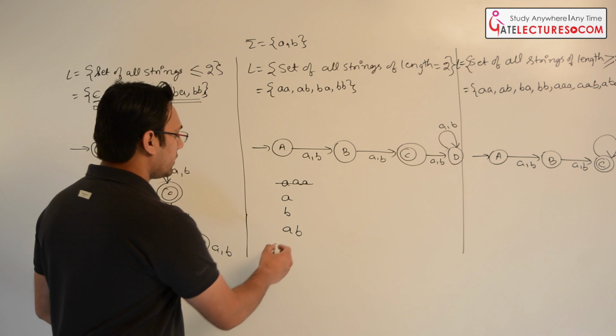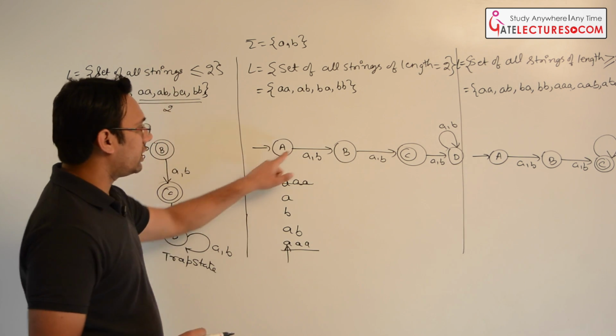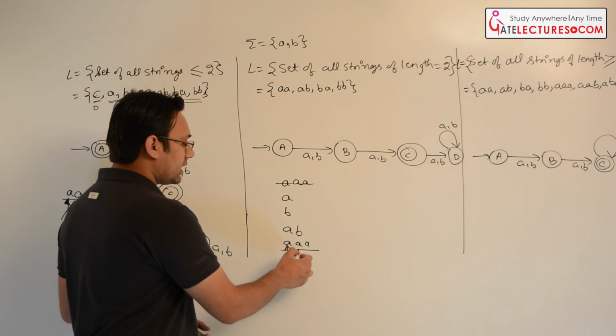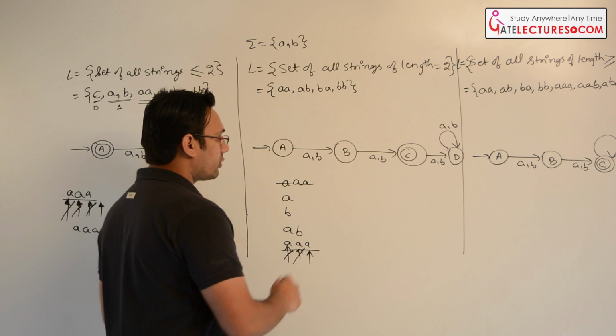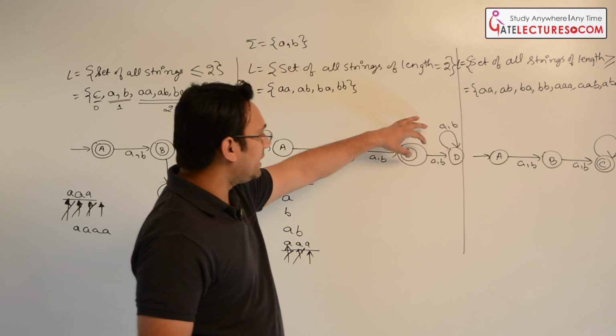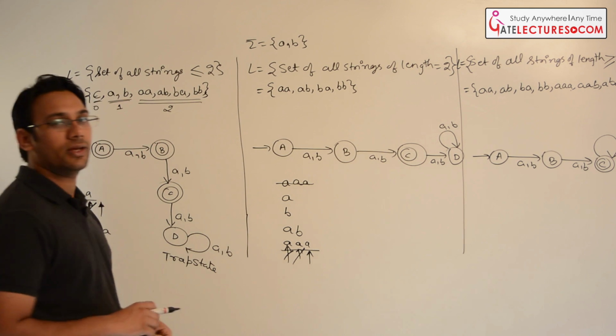Okay. Now if you give the string AAA, from the first A we will go from A to B, from the second A we will go from B to C, from the third A we will go from C to D, and D is not a final state, therefore the string is also not accepted.